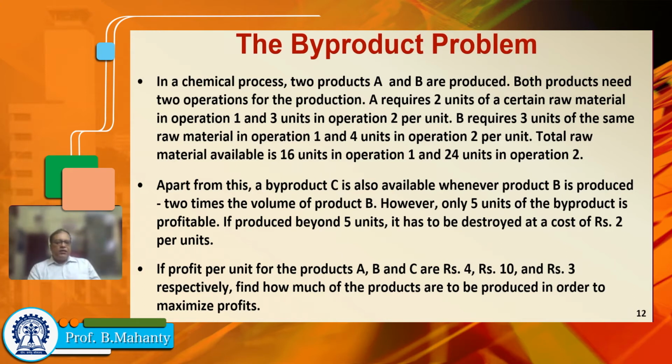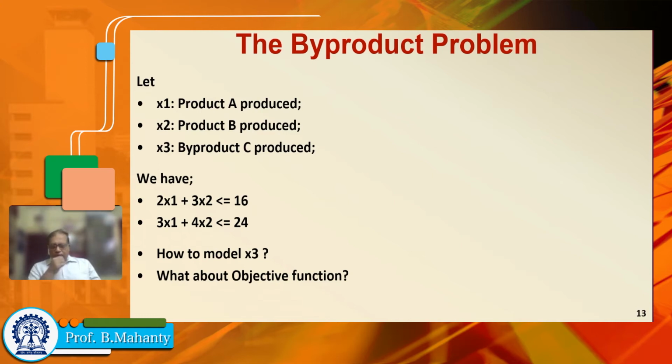C is the profit part, and there is also the non-profit part if it is beyond 5. So these are the unknowns or the decision variables. X1 is the product A produced, X2 is the product B produced, and X3 is the byproduct C produced.